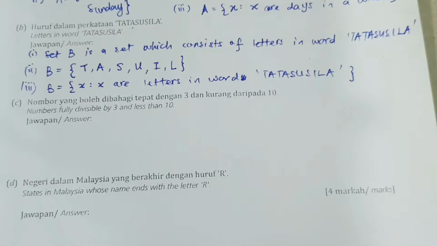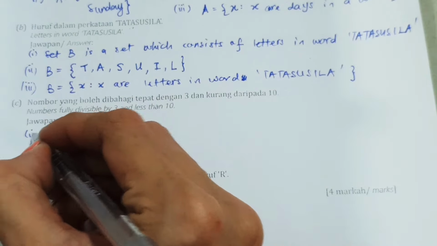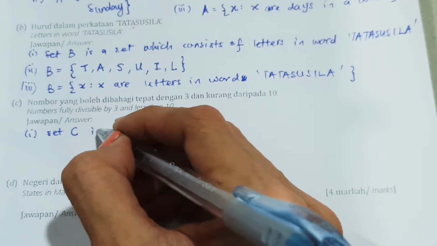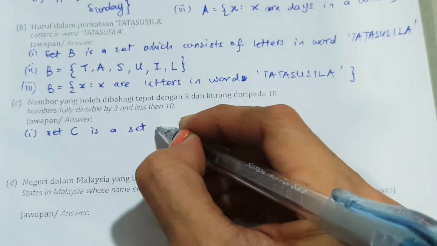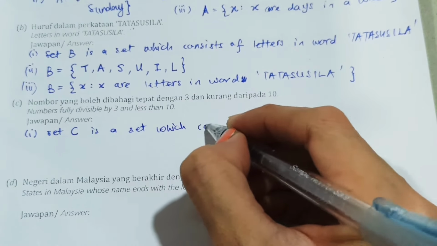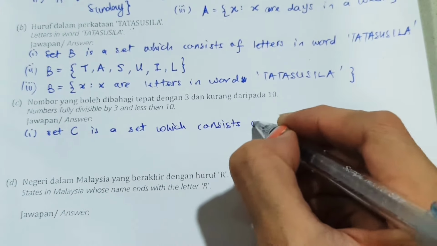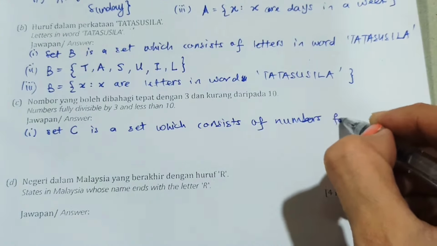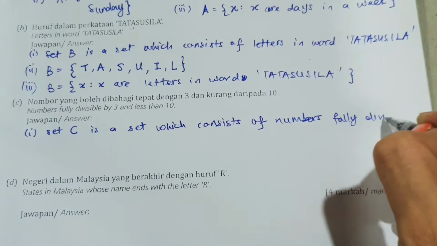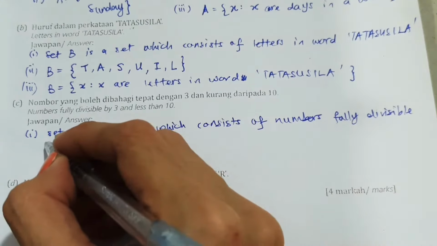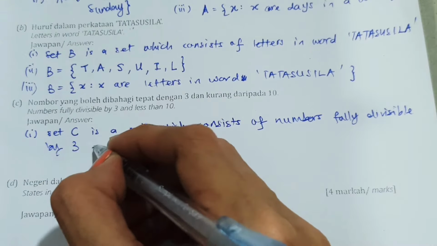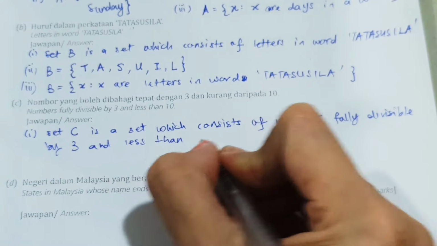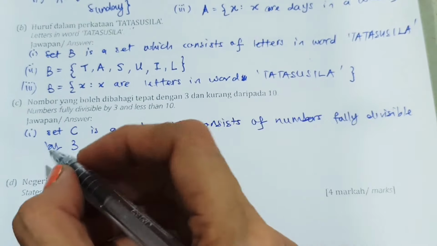Okay, so part 1, set C is a set which consists of numbers fully divisible by 3 and less than 10.